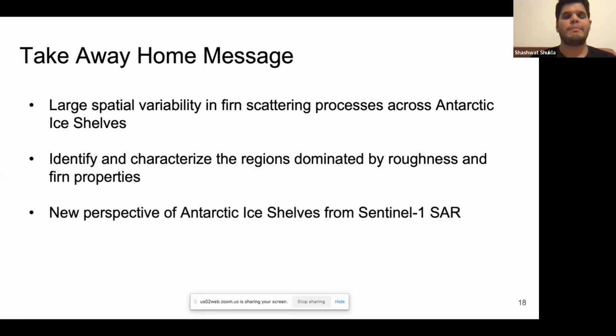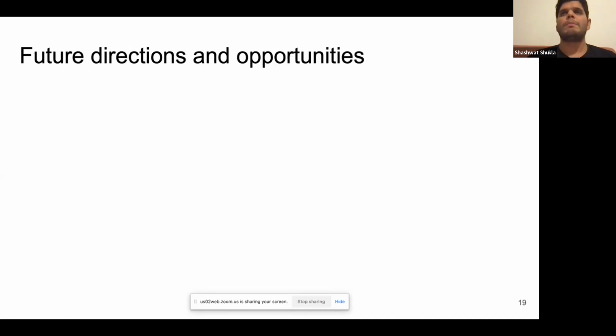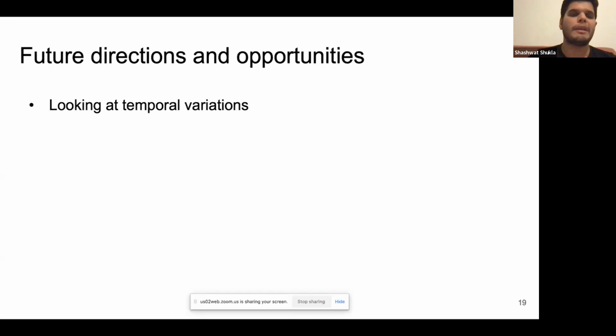And finally, it provides a new perspective of Antarctic ice shelves from Sentinel-1 SAR, which was not seen before. So it's pretty exciting, and it opens a lot of research avenues and opportunities in the future. First is looking at the temporal variation. Since I've just shown you the spatial variation, if we look into the temporal variation and how each class of this algorithm is changing with time and how it replicates reality, it would be very interesting to find out.